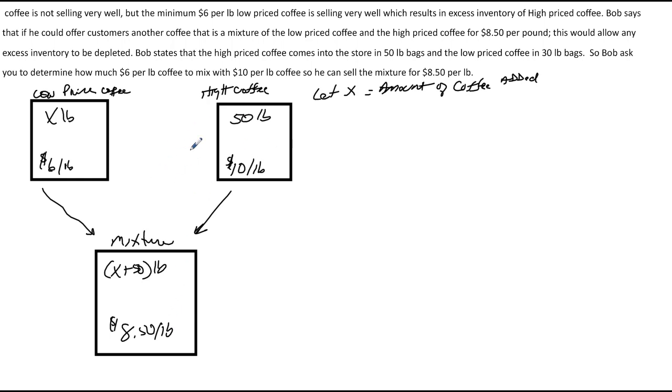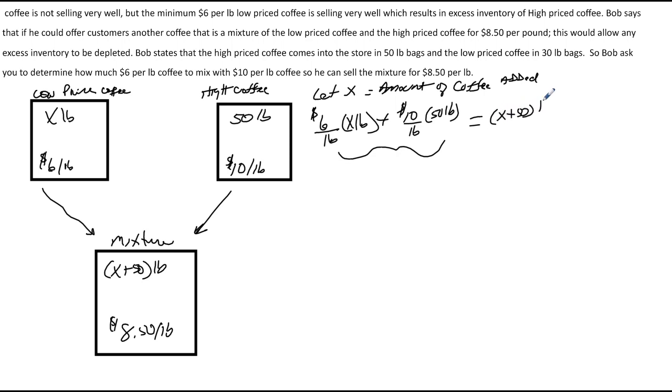So, let's do that. We've got $6 per pound times x pounds, plus we have $10 per pound times 50 pounds. And when we add these together, that's going to equal x plus 50 pounds times $8.50 per pound.